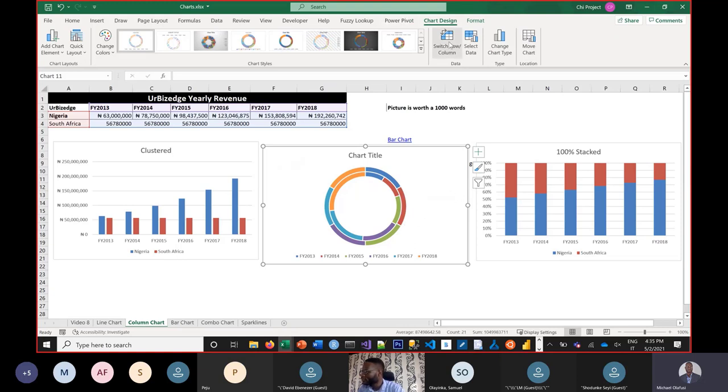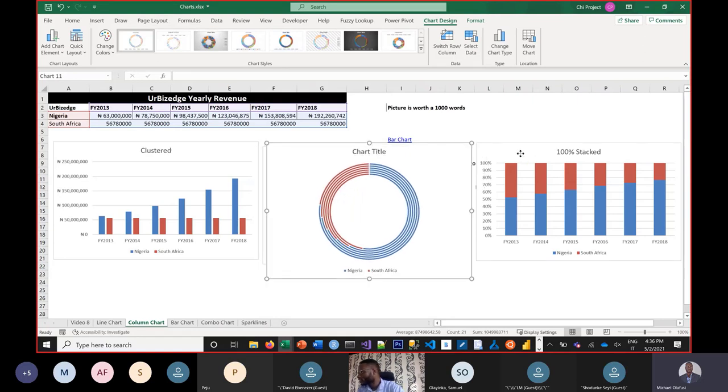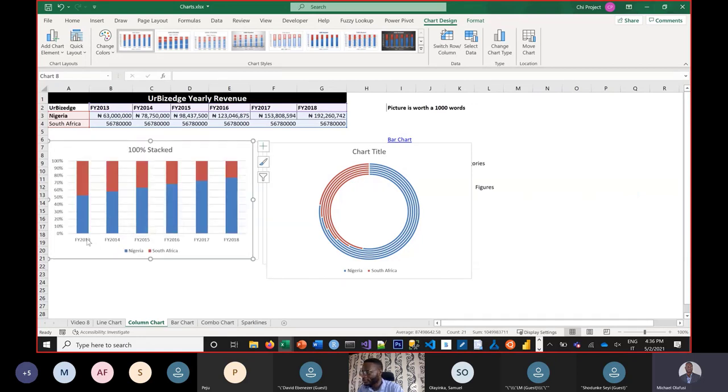Let's say I think I should switch row and column. Okay, this is looking a bit like it, but I don't think this will be easy for anybody to interpret, right? Now, is this not what I want? Just take a look at it. Is this not doing what I want? This is showing me for each year what percentage we made from Nigeria, what percentage we made from South Africa. This is like the pie chart for many categories that I'm looking for, right?